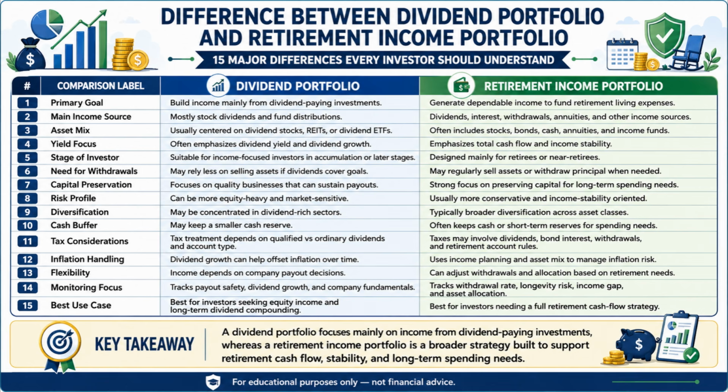So, the key takeaway is that a dividend portfolio focuses mainly on income from dividend-paying investments, whereas a retirement income portfolio is a broader strategy built to support retirement cash flow, stability, and long-term spending needs.